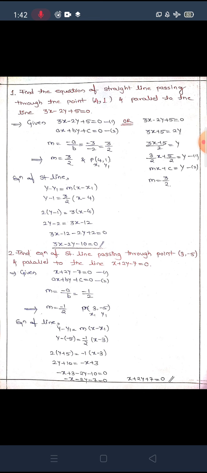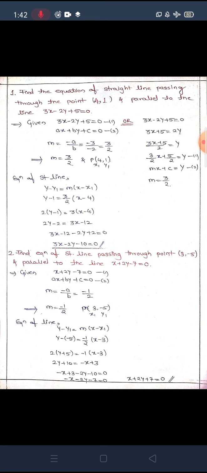Now, second question: find the equation of the straight line passing through the point 3, minus 5 and parallel to the line x plus 2y minus 7 is equal to 0. Again, what do you have to find? m. So, how to find m? Write it: x plus 2y minus 7 is equal to 0.